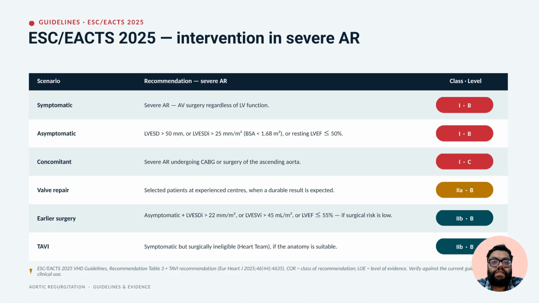Then the softer recommendations: repair rather than replace should be considered at expert centers. Note that is a 2A, the Europeans actively encourage it, and a 2B for earlier surgery, driven by a volume index above 45, an index diameter above 22, or an ejection fraction of 55. Finally, the headline novelty: transcatheter valve implantation may now be considered for the symptomatic patient who is simply too high risk for surgery if the anatomy cooperates.